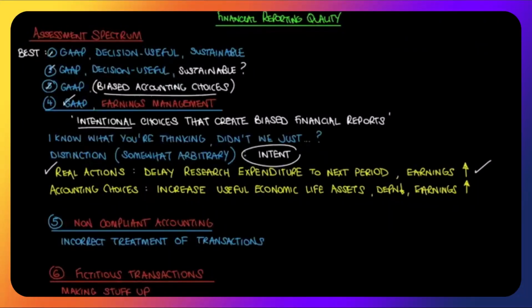As opposed to accounting choices, for example, they could increase the useful economic life of their assets. If they do that, the depreciation expense per year will come down and earnings will go up. As an example, Google did that. A whole bunch of their assets had their useful lives extended. The consequence was the depreciation expense fell, which will boost earnings.